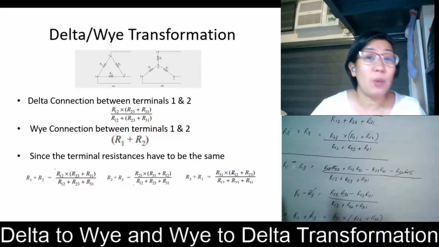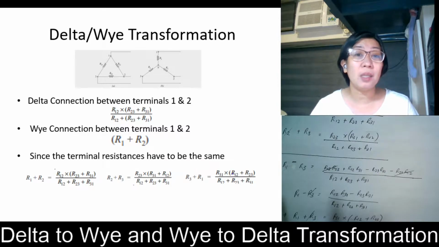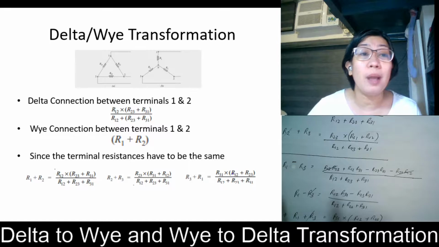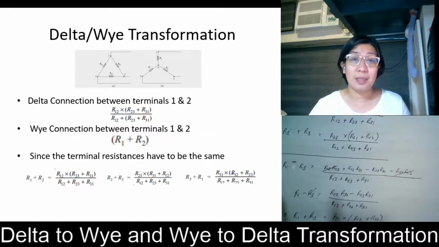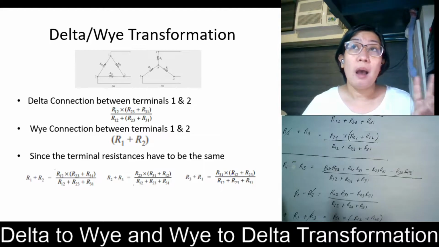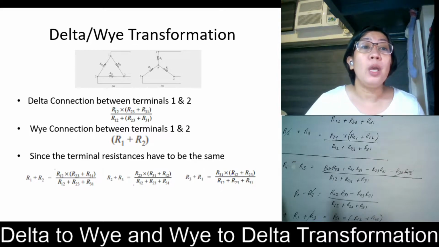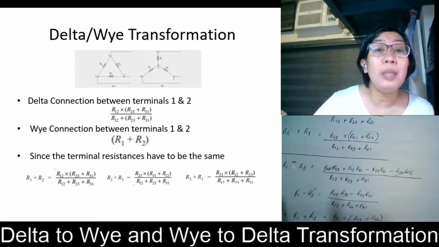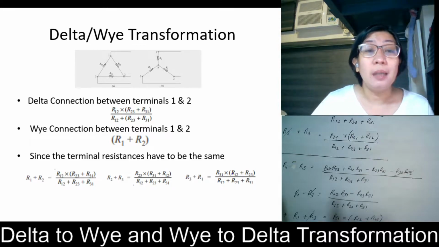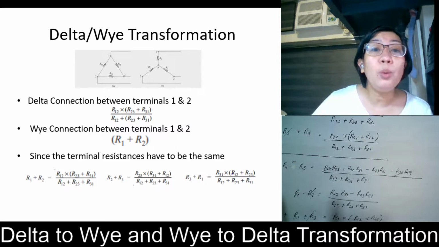Just like what we have discussed in series combination, we are seeing two parallel paths if we look at terminals 1 and 2, and that is R12 in parallel with the series combination of R31 and R23. So how do we get the equivalent resistance there? Since there are just two resistors, we are going to make use of product over sum. So that is R12 multiplied by the sum of R23 and R31, divided by R12 plus the series combination, which is R23 and R31.